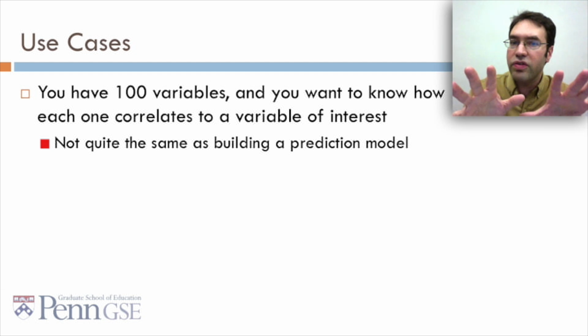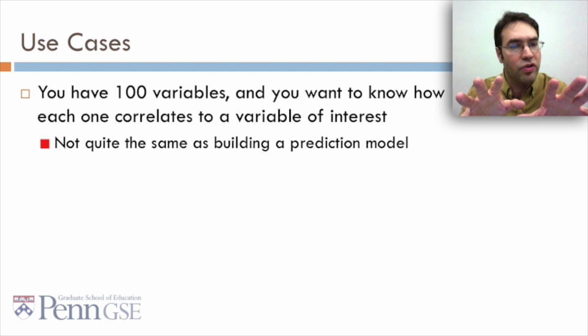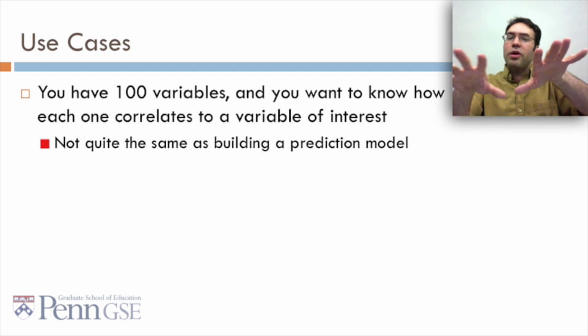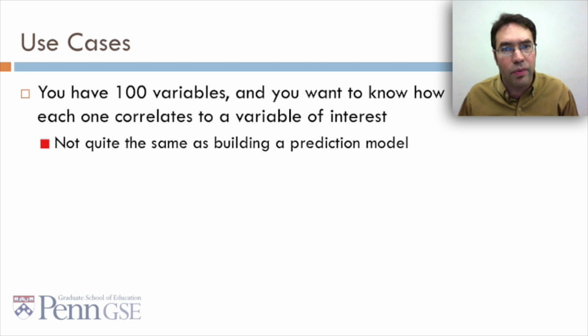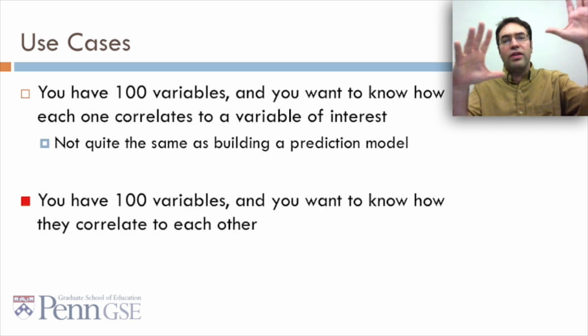Now this is not quite the same as building a prediction model. A prediction model would try to find the best combination of those 100 variables to predict that variable of interest, whereas in this case, you just want to know how each one individually correlates, and you don't care about getting the single best model across variables. In other cases, you have 100 variables, and you want to know how they correlate to each other. You want to just have a gigantic matrix.